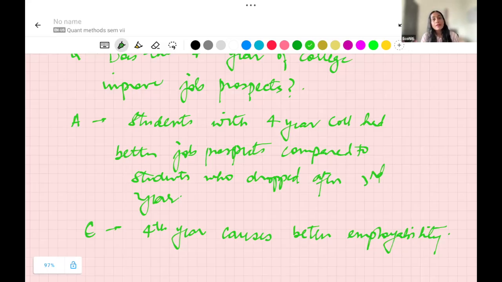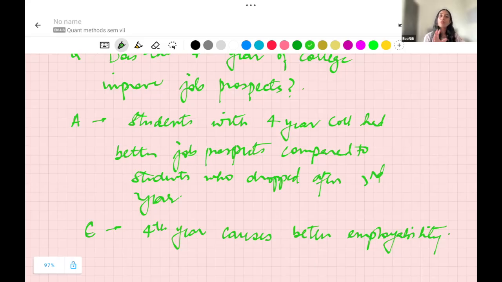Or they are just more motivated, they have better aptitude for this kind of academic stuff, and therefore they are also intrinsically more employable in the kind of job markets that we have. So you see, the problem is that this is not a controlled experiment.